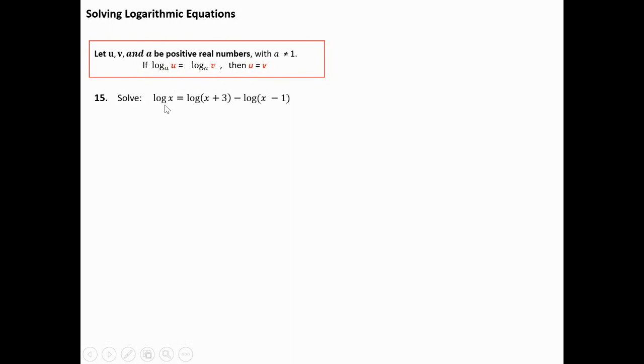So on number 15, if there's no base, it just means it's base 10. No base means they're all base 10. So we cannot apply the rule yet. Why not? To apply the rule, the single logs must be on both sides of the equal sign. This one's okay on the left, but on the right, you don't have it as a single log.